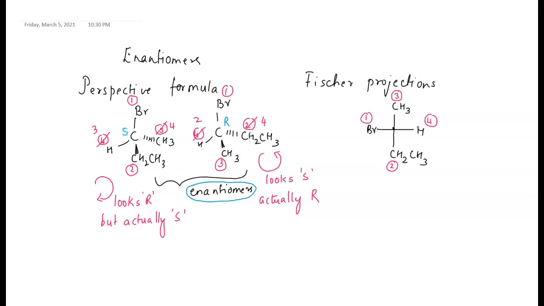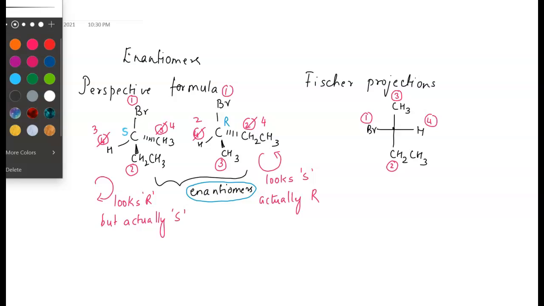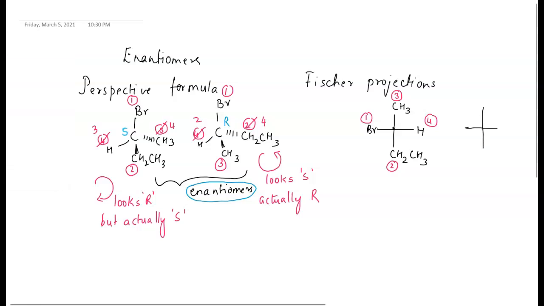Now in a Fisher projection, the horizontal bonds are the ones that are coming out to you. Let me redraw this molecule in such a way that it's clear that my horizontal bonds here are actually coming out of the plane. Then the vertical bonds are the ones that go behind the plane. So we have a CH3 here and a CH2, CH3 here. Basically in this molecule, our fourth group, which is my hydrogen, the lowest priority, is actually coming out to you, right? But we want it at the back in order to assign the correct stereochemistry.